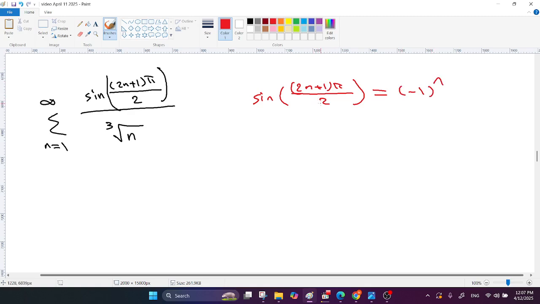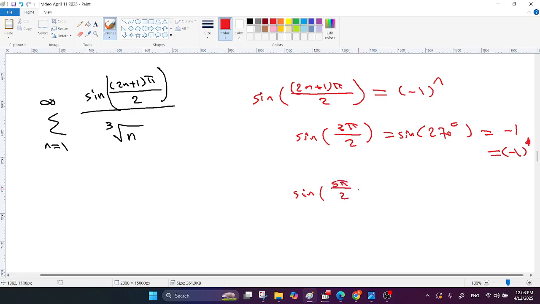If you substitute n equals 1, you get sine 3 pi over 2. This here is 270 degrees. Sine 270 degrees equals minus 1, which equals minus 1 to 1. Now the next one, substitute n equals 2, you get 5 pi over 2, sine 450 degrees, equals sine 90 degrees equals 1, equals minus 1 squared. So in general, you have this equation, minus 1 to n, okay?